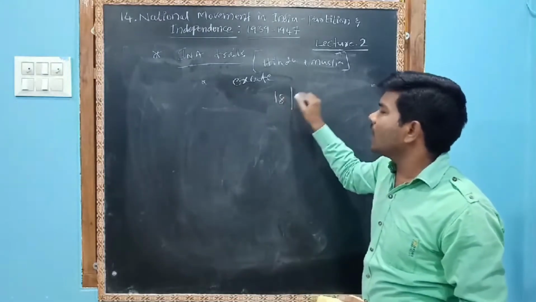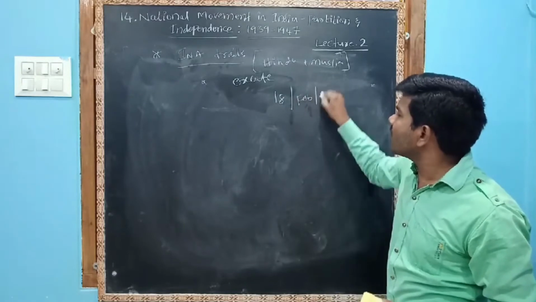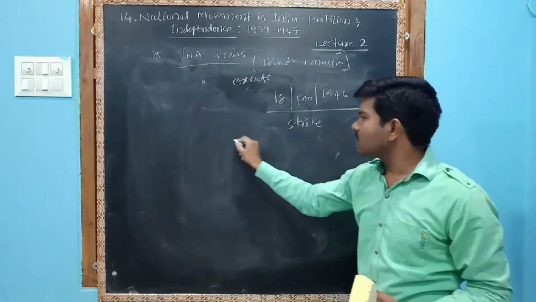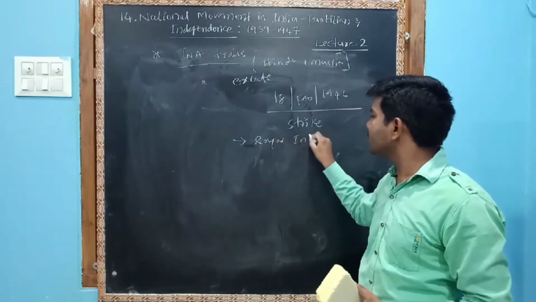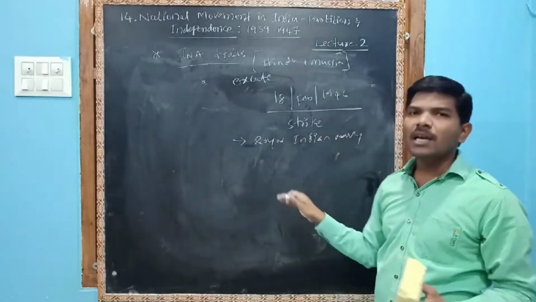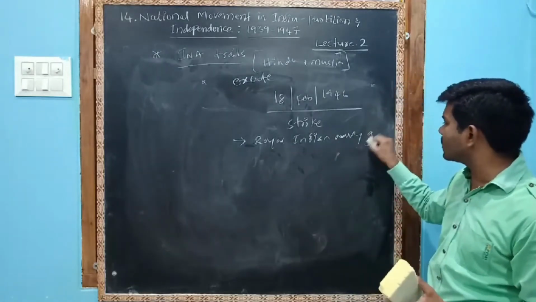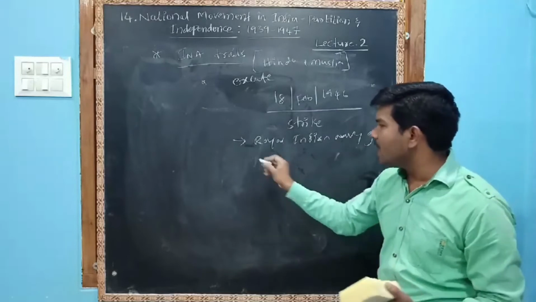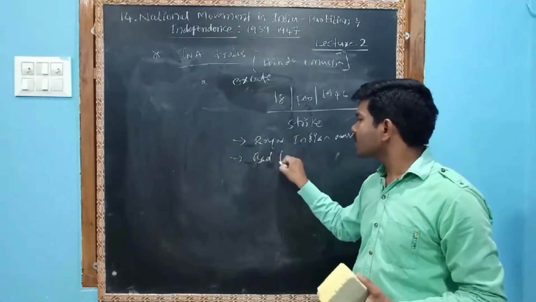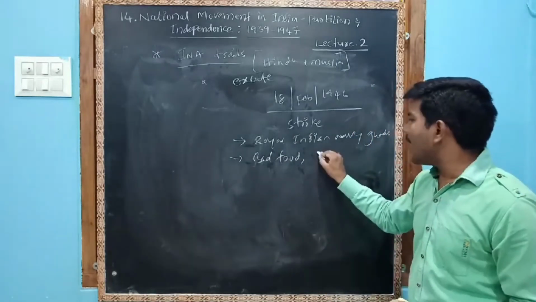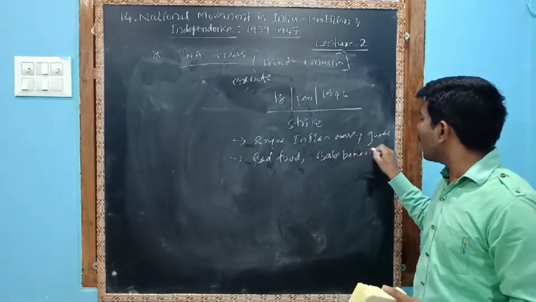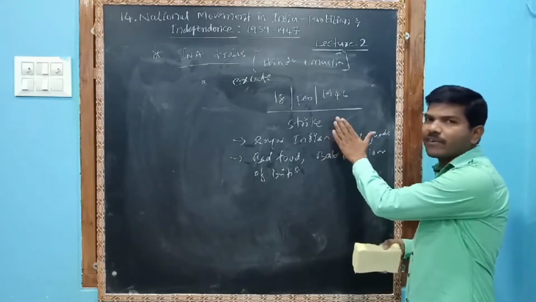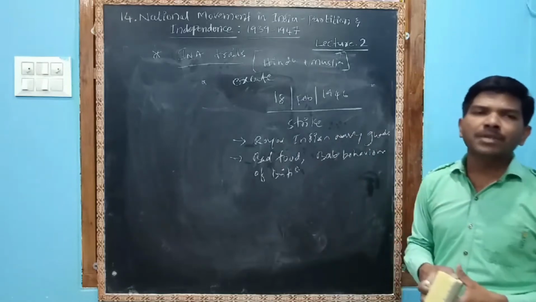On 18 February 1946, a strike was organized. The strike was initiated by Royal Indian Navy members, the Royal Indian Navy Guards. For what purpose did they organize this strike? The purpose was bad food and the bad behavior of the British. So the Royal Indian Navy Guard members went on strike for bad food and bad behavior of the British.